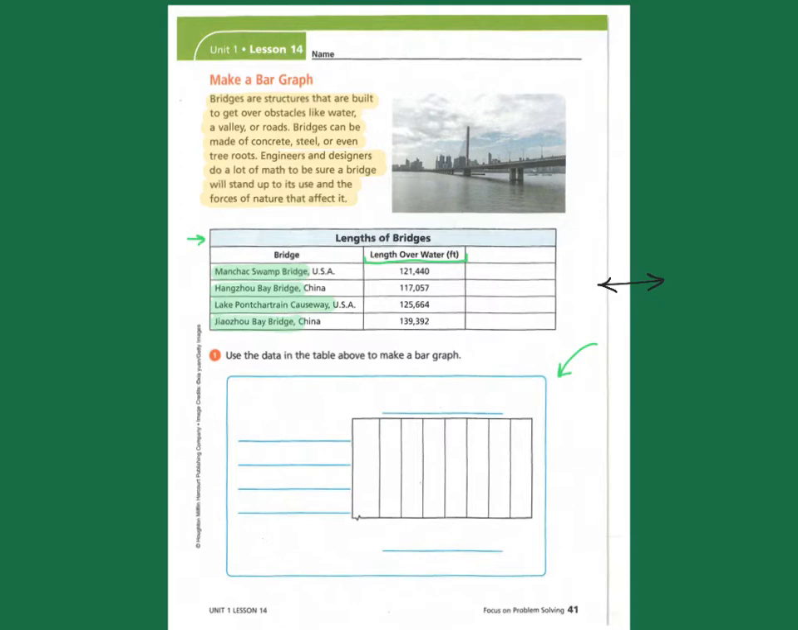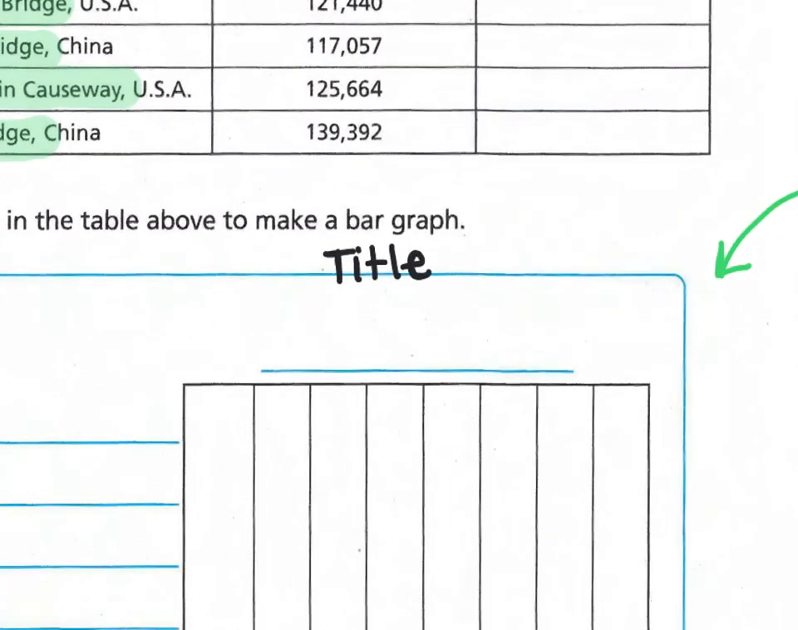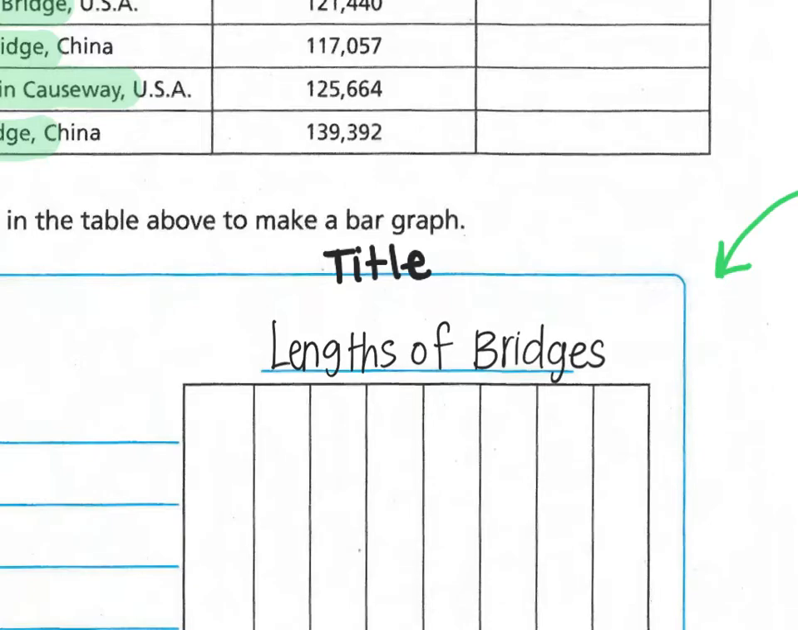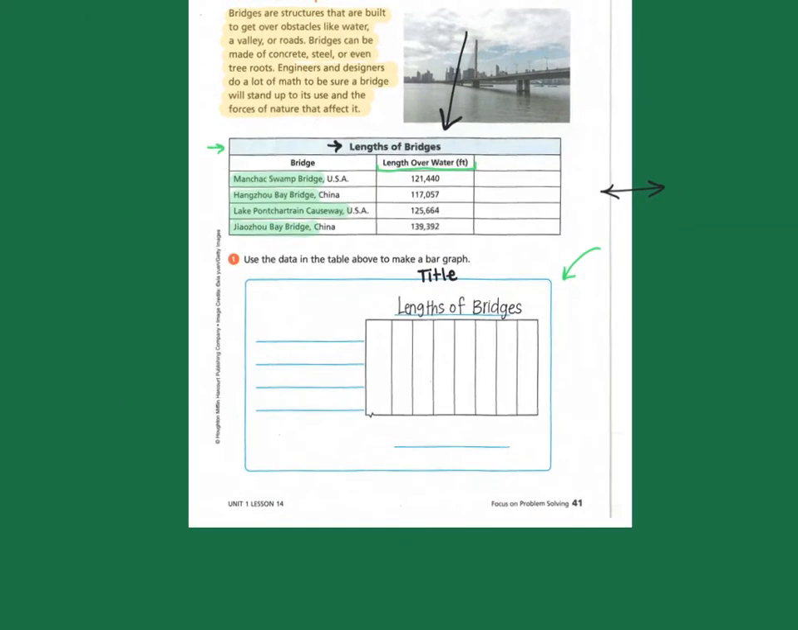The first thing that I need to add is my title. Pause this video and add what you think the title of this bar graph is going to be. Remember, we are using the data that's found in this table. Now that you've put that title on your bar graph, hopefully you decided that lengths of bridges should be our title. If you decided that, you're correct. Lengths of bridges. If not, erase what you wrote for the title and rewrite it so that you have lengths of bridges.